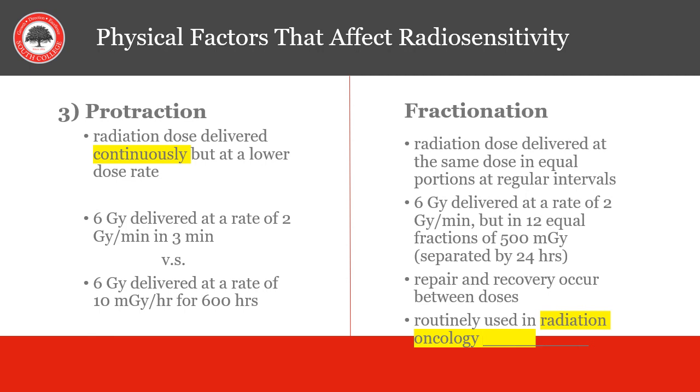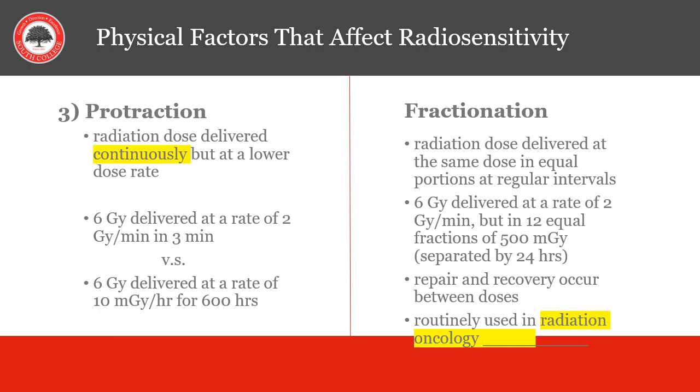But who wants to lie on a table for 600 hours if you are a patient and you're in radiation therapy? And how would you get a mouse to lie there for 600 hours either? So it's not likely to do that. What we have instead in radiation therapy is fractionation. And the word fractionation you can think of as in fractions, equal fractions. So radiation is delivered at the same dose in equal portions or fractions at regular intervals. We have 6 gray, the same amount, delivered in 2 gray per minute, but in 12 equal fractions of 500 milligray separated by 24 hours.